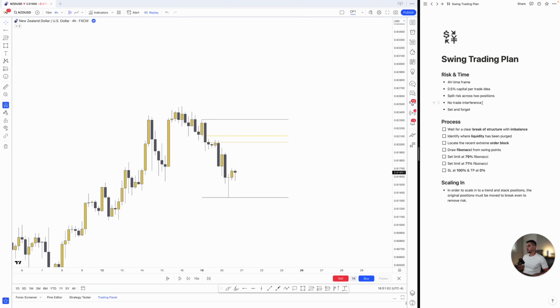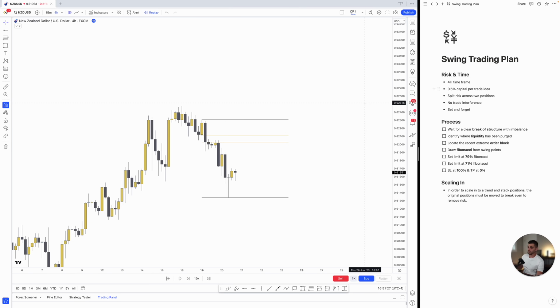So next up, I have just written out no trade interference, set and forget. Okay, so this is pretty straightforward. It's just basically reminding me to not touch my trade. It's called swing trading for a reason. I just want to set the trade and then just back off and let it do its thing. I don't need to move my stop loss to break even or anything like that.